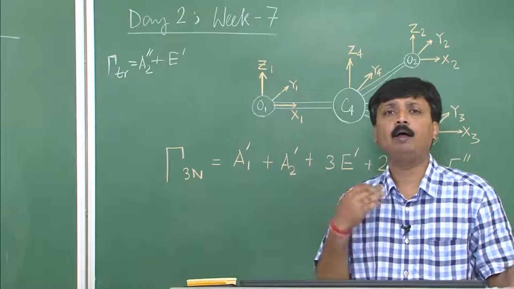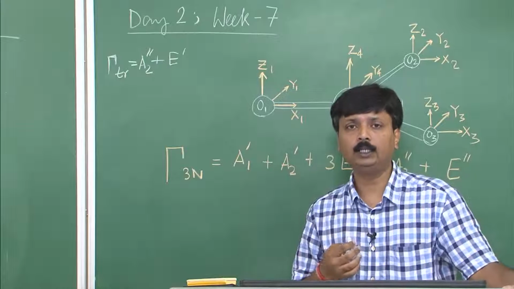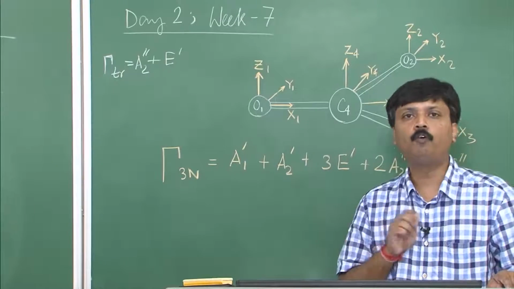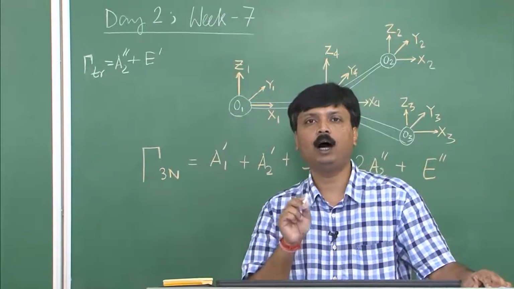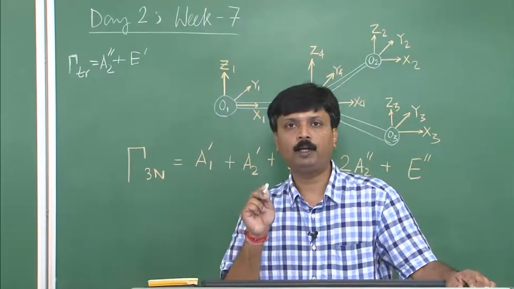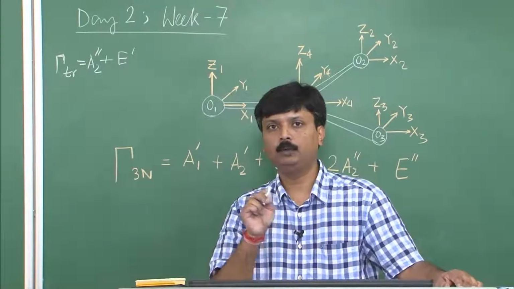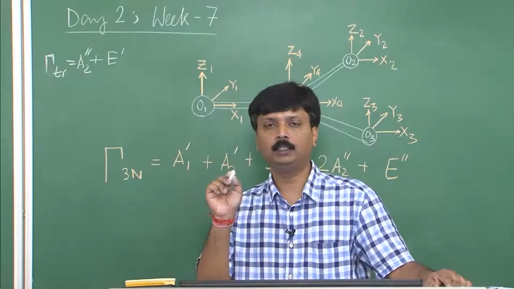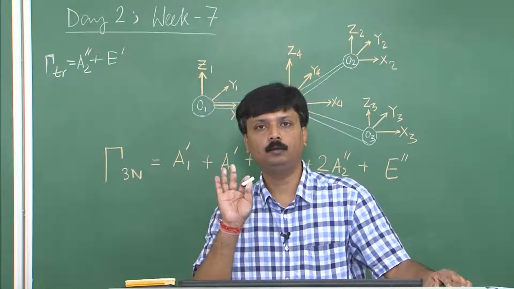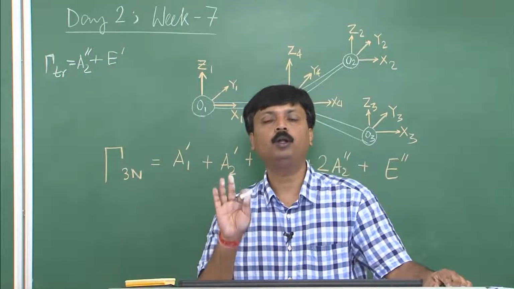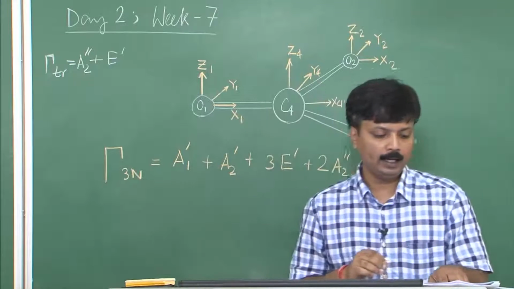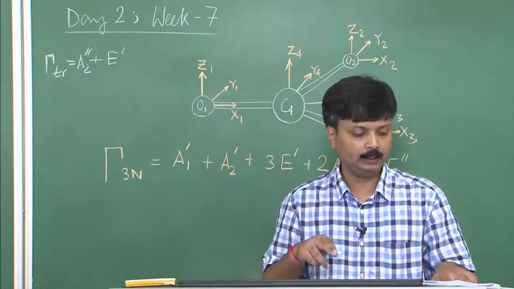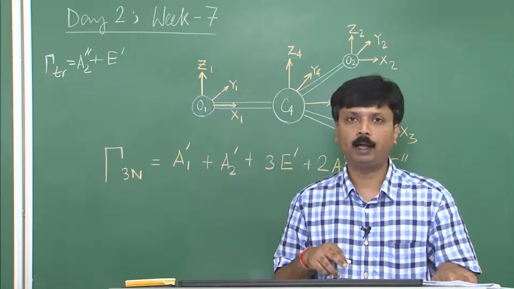Now, similarly, I have to find out the irreducible representations for rotational motion. Again, I look at the character table for the functions Rx, Ry and Rz. We have to find out which irreducible representations have Rx or Ry or Rz, and those are the irreducible representations for rotational motion. If I look again, we will see that Rz, that is rotation about the z axis, forms the basis for A2 prime, all right.